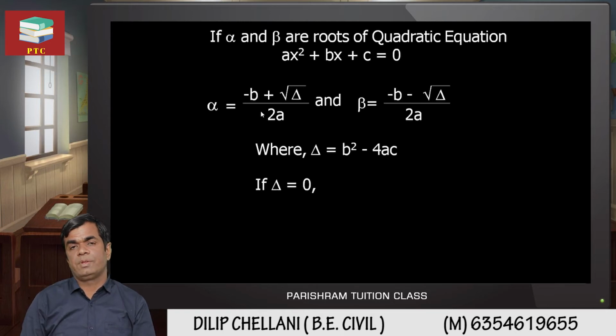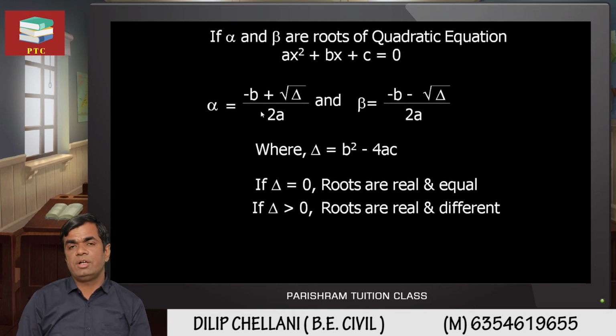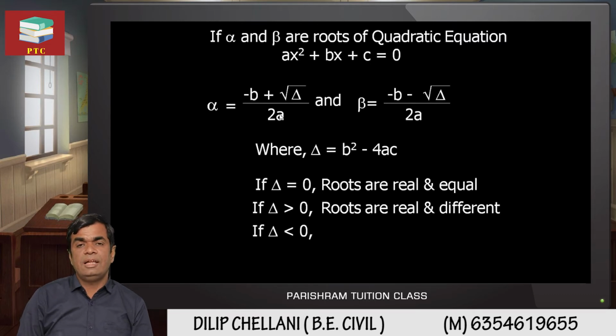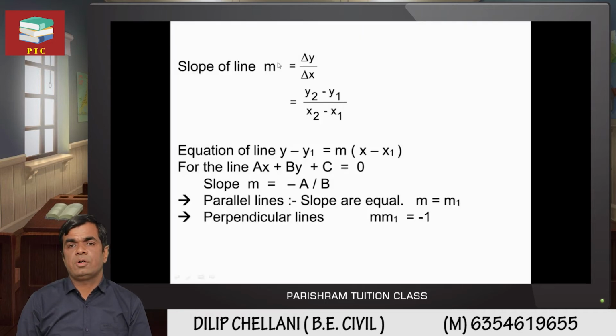Now, if delta equal to 0, what would be the values of root? It would be real and equal. If delta is greater than 0, roots will be real and different. Different means you will get 2 distinct numbers. Delta less than 0, the roots are said to be imaginary, or it can also be said that roots are complex.